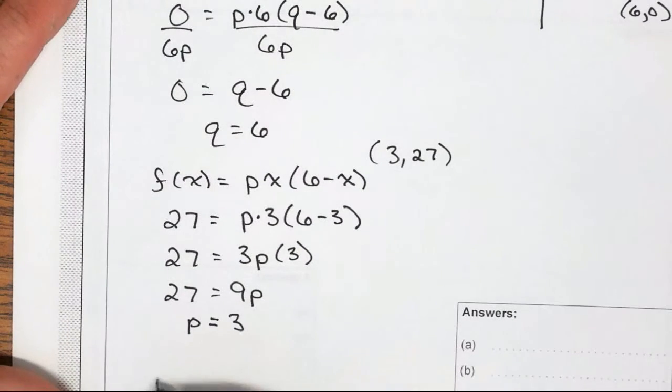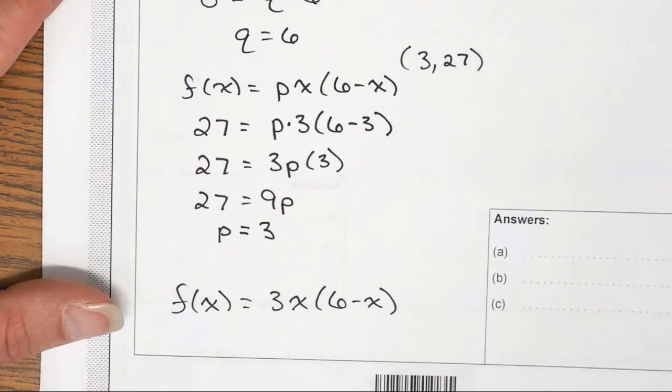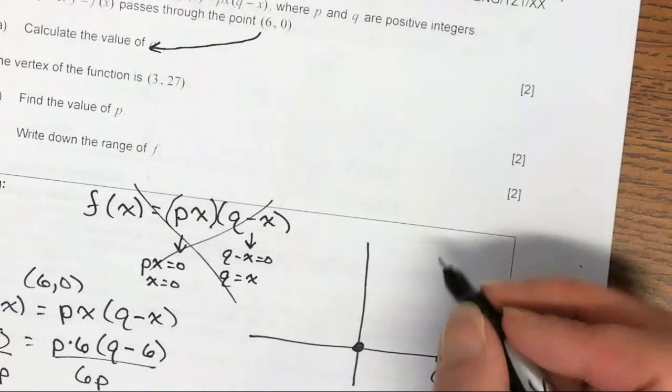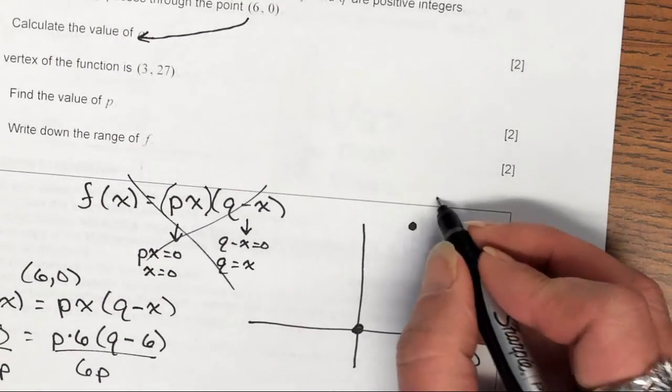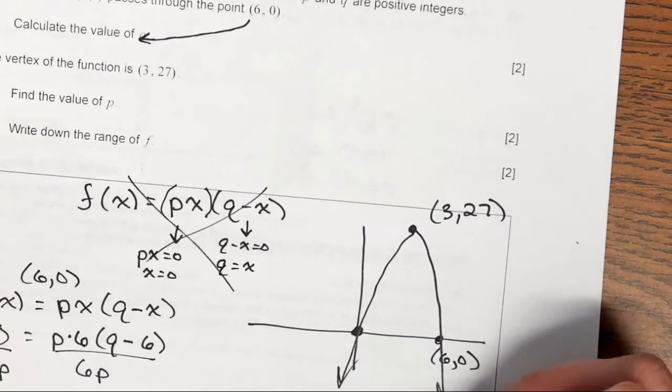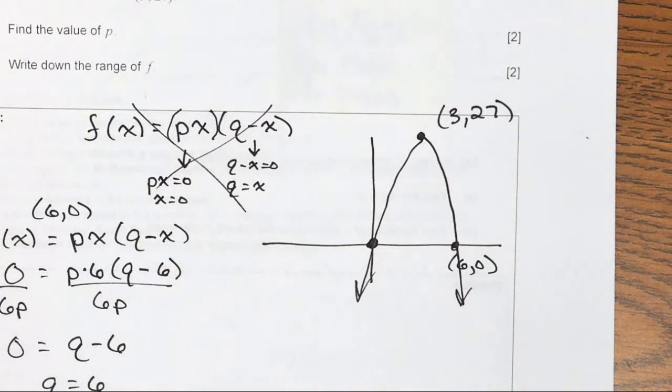From here you have the actual equation. You could put it in your calculator if you wanted to, but you're given all the information you really need to answer the last question. What is the range of the function? If we know where the vertex is, and it says the vertex is at (3, 27), what's the range? Everything less than 27.